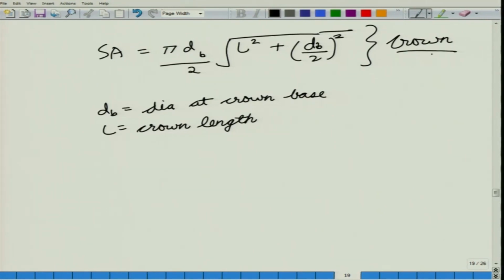Now how do we get to this equation? So let us consider a crown and let us approximate it to be a cone.